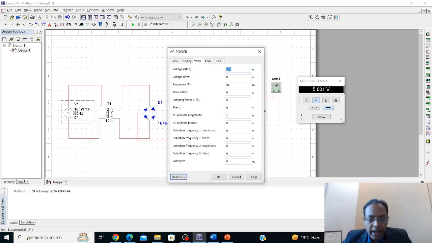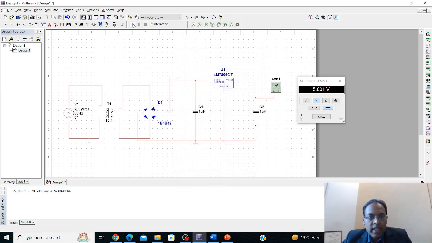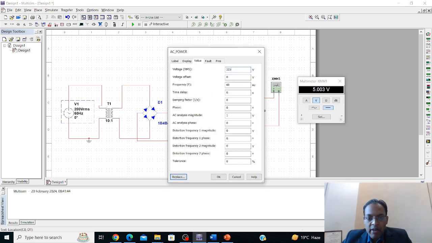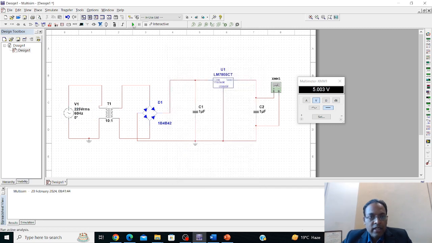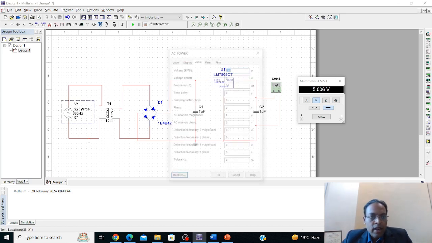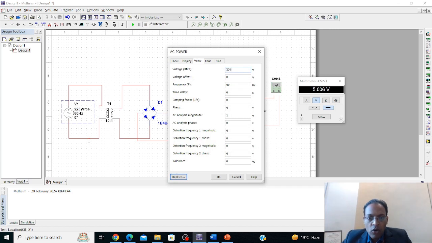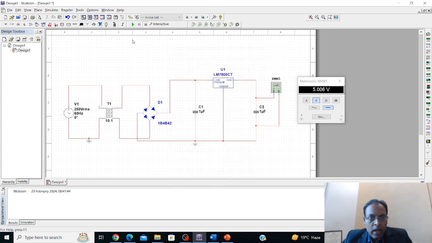So let us take another reading at 200 volt. At 200 volt AC, you can see the output we are getting is a constant 5.03. Again make it 225 and run the simulation. Here you can see the output we are getting is 5.05005. Okay, 5 volt remains constant. Take another, 250 volt AC, run the simulation, and here you can see we are getting 5.03 volt.